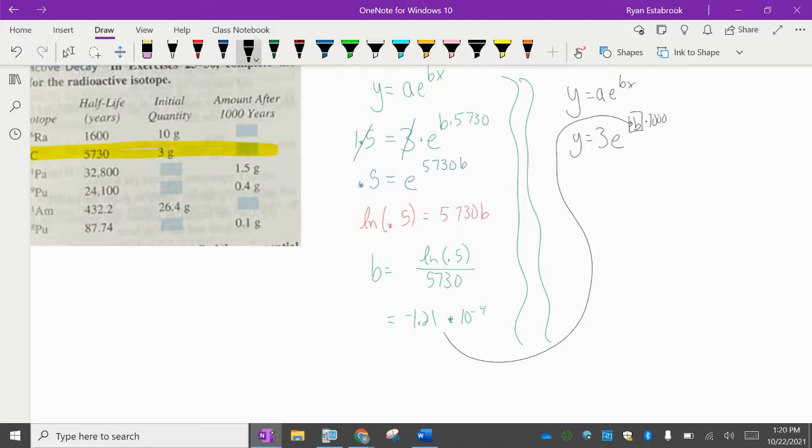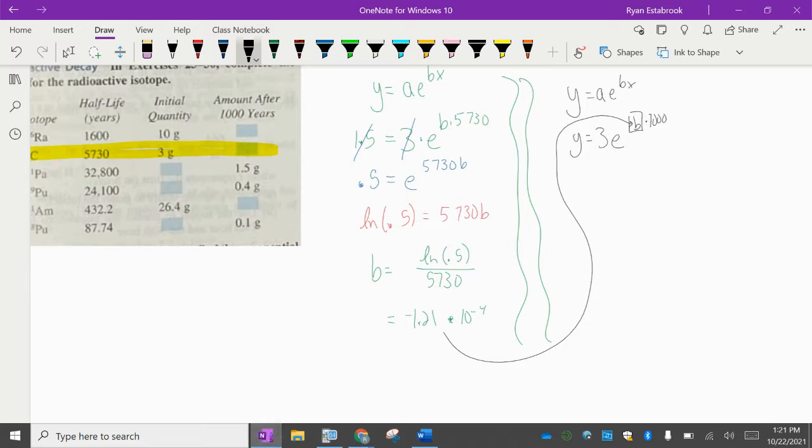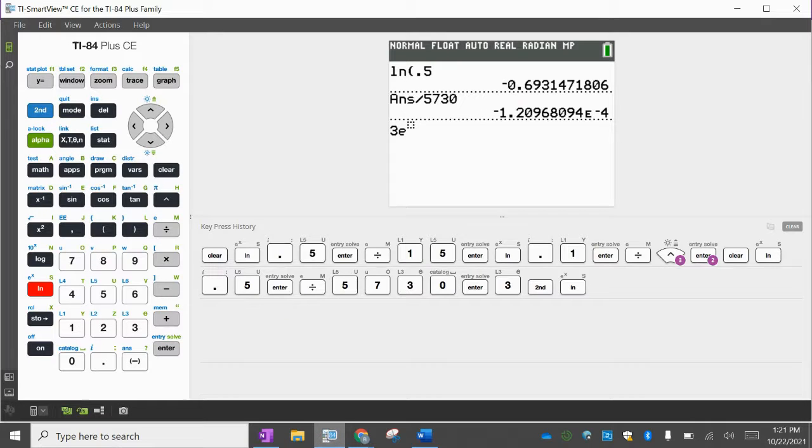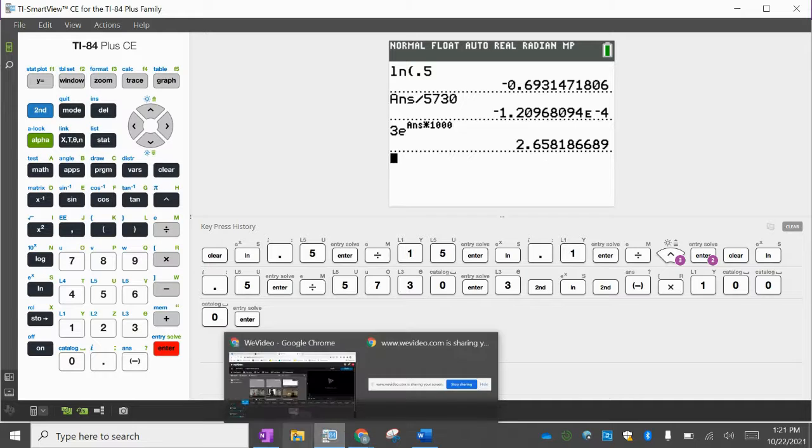Now that we figured out the rate of decay, I want to know what's going to be left after 1,000 years. So in my calculator, these are all numbers. I'm just going to start plugging them in. It is 3 e to the B, and B is the last answer, so I can hit second answer, and it's going to grab all of those decimal places, times the T, which was told to be 1,000. And it looks like we have 2.658.